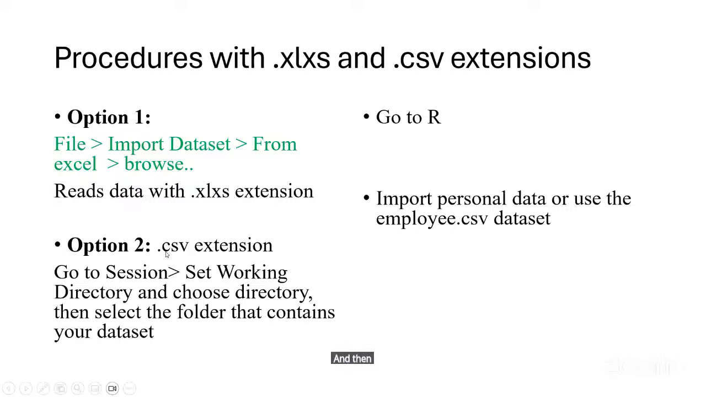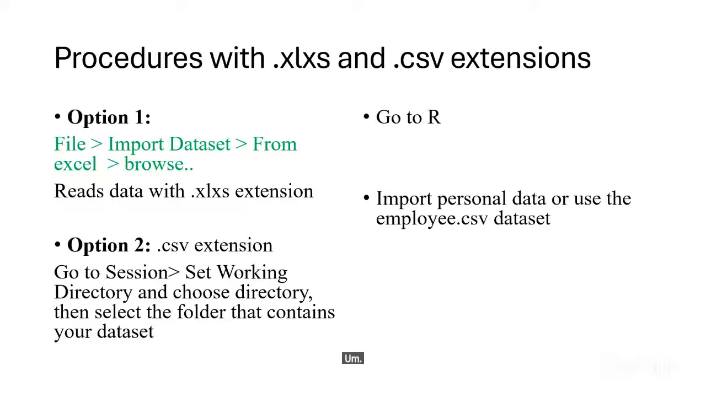Within option 2, if you have a file that is saved with an extension of CSV, we first set a working directory, to tell R that within this folder is where my file is, or the data that I want to import. So it is important. Within R, we go to Session, Set Working Directory, Choose Directory, and then you select the folder that contains your data set.